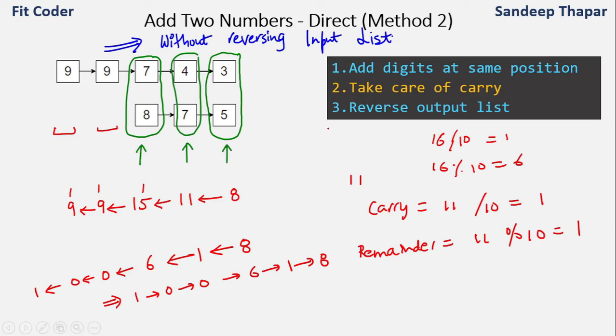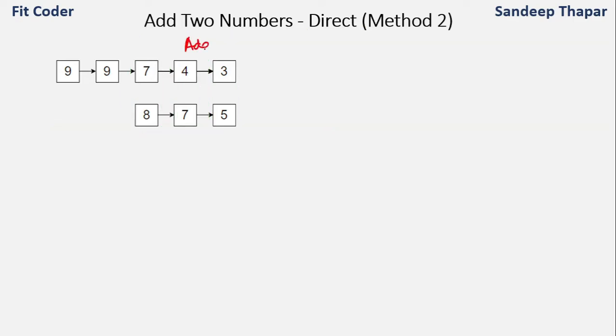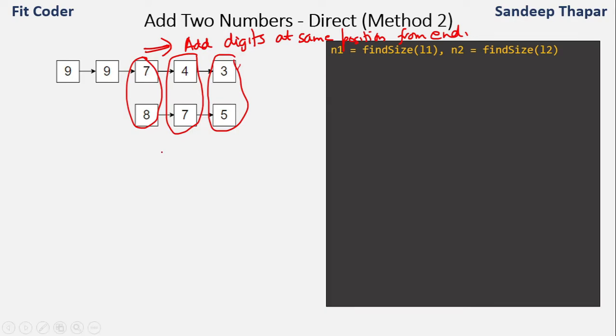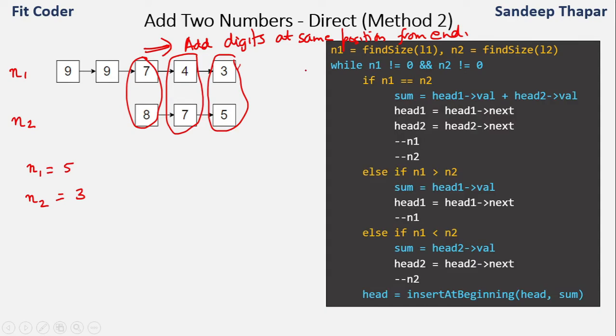So the first step is we add digits at the same position. So we need to add 3 and 5, 4 and 7, and 7 and 8. How we can do this is, as the first step, we can find the length of both the linked lists. Let's say this is n1 and this is n2. We'll just count the number of nodes of both the linked lists. So the first linked list has 5 nodes and the second linked list has 3 nodes. Then we'll traverse both the linked lists.